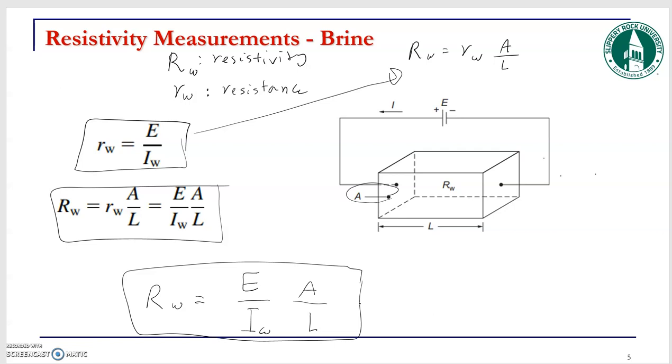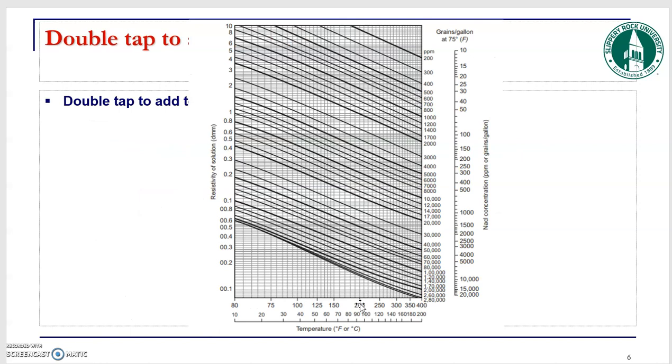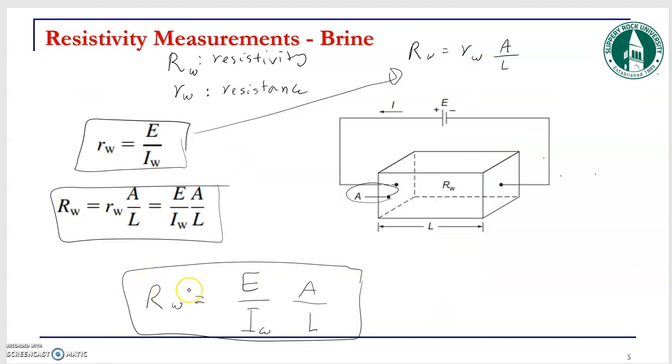It depends on how much salt is dissolved inside the water, and it is also a function of the temperature. So Schlumberger have published a chart where you can find the resistivity of the solution. I forgot to mention in the previous slide that the unit of resistance is ohm. That's how we write it, ohm. The unit of resistivity, however, is ohm meter.